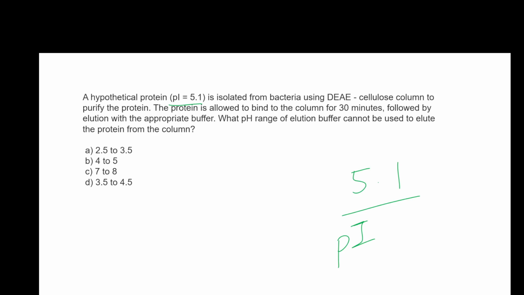So here I'm asking, what is the isoelectric point of a protein? Here in the question it's given that there is a hypothetical protein and the pI of that protein is given, which is 5.1. What do you mean by that 5.1?